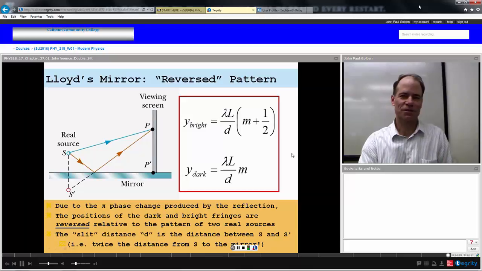That concludes the first short lecture on wave phenomena here in chapter 37. We shall now go on to look at diffraction and polarization.